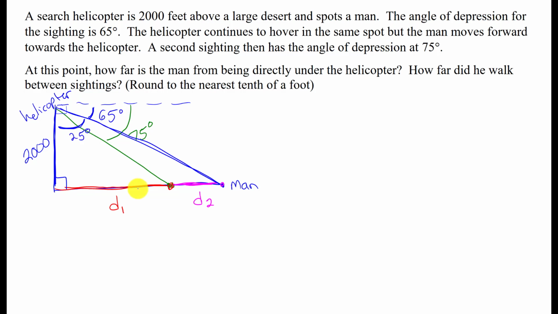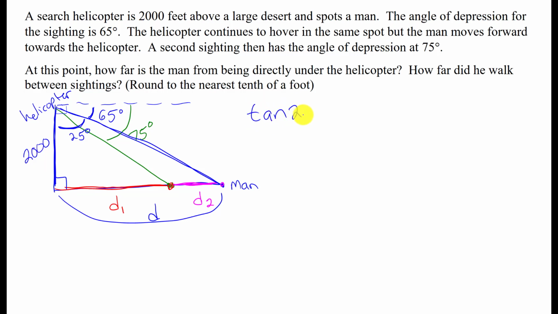So now let's look at this largest blue triangle, and the thing we can find. We can't find D1 and we can't find D2, but we can find this whole distance here. Let's just call that D. All right, so looking at the biggest triangle, we want a trig function that connects the angle of 25 with the side we want to know, D, and the side we have, 2,000. And we have opposite and adjacent, so that's going to be tangent.